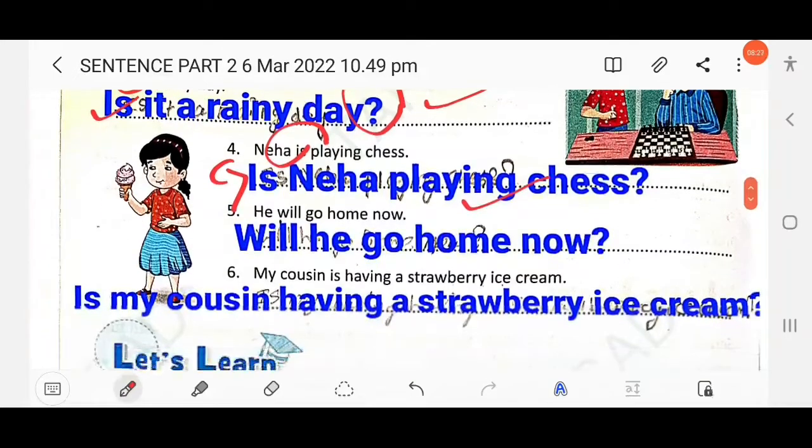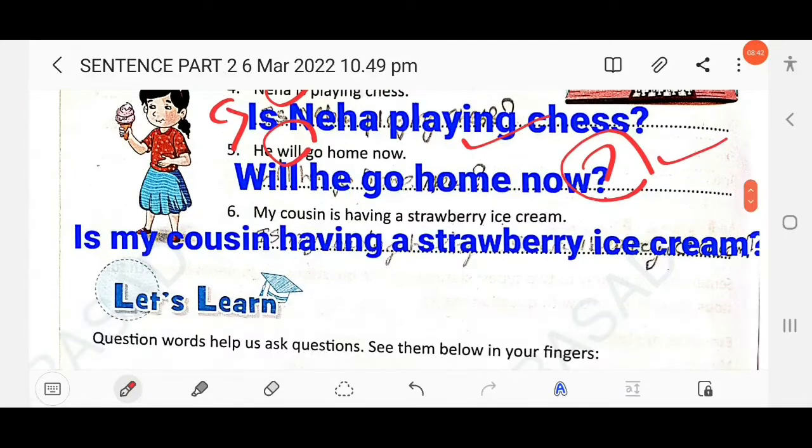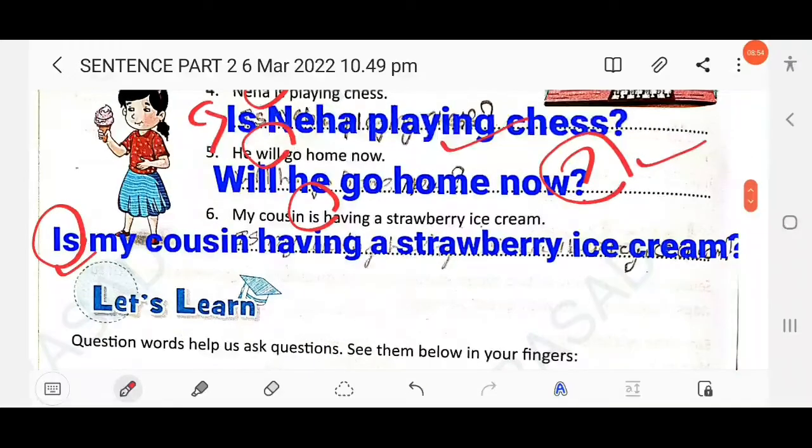The next here, he will go home now. So similarly here, yes, the verb here is will. Will comes to the beginning of the sentence. Will he go home now? Right? And you should end the sentence with a question mark. The next here, my cousin is having a strawberry ice cream. So here the helping verb is is. Is will come to the beginning of the sentence. Is my cousin having a strawberry ice cream? Then at the end of the sentence you have to use the question mark, right?